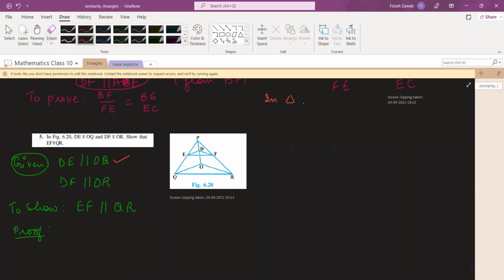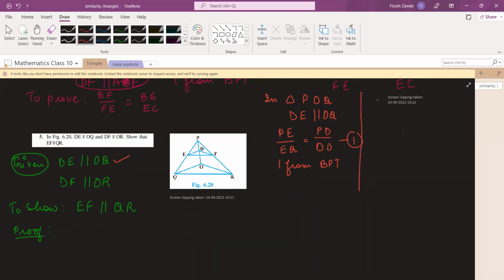So in triangle POQ, you have your line DE is parallel to OQ. So therefore, what can you write? So you can write that PE upon EQ is equal to PD upon DO. Is this clear? From BPT, obviously. So mark it 1.